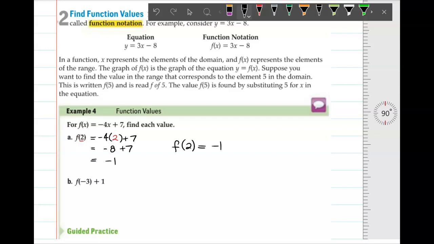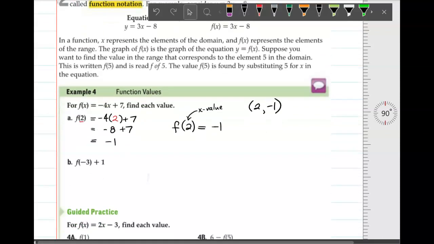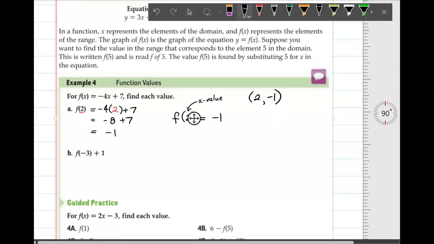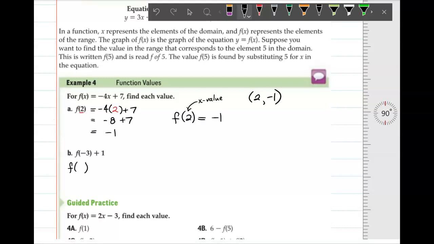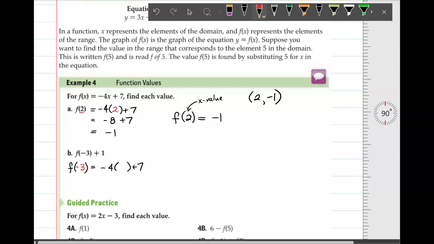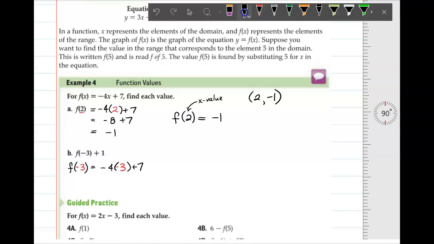And if I were to want to write this as an ordered pair, that means when x is 2, y is negative 1, because we let x equal 2. What if we let x equal negative 3? So right here I have f of x, which is negative 4x plus 7. And you can see we're putting a negative 3 in here. So f of negative 3, when I compute, I get 12 plus 7, which is 19.